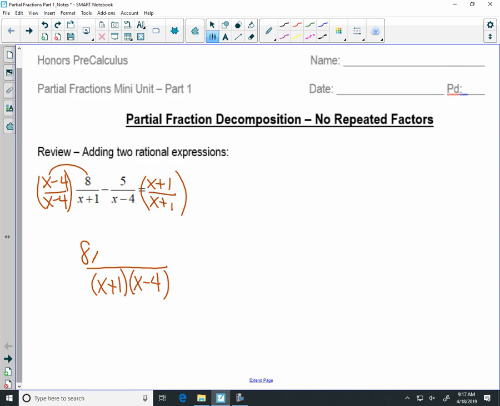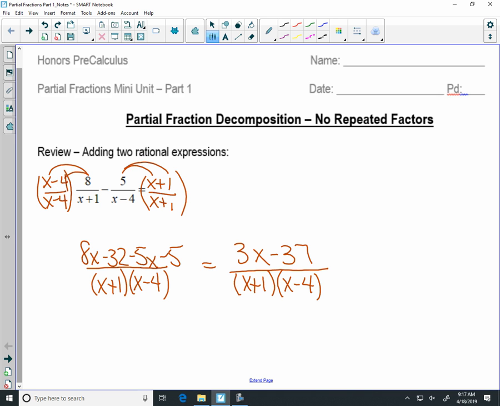So 8x minus 32 minus 5x minus 5. And then you would combine those like terms. So 8x minus 5x is 3x. Negative 32 minus 5 is negative 37. So that was unit 2. We did that stuff in unit 2.